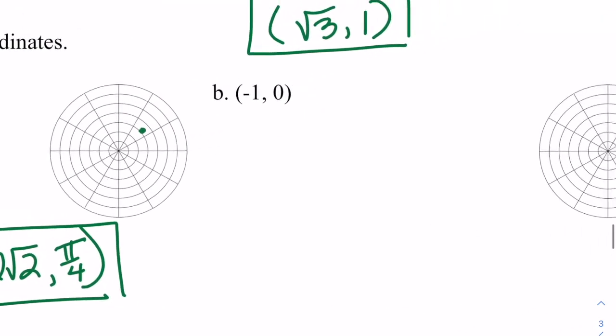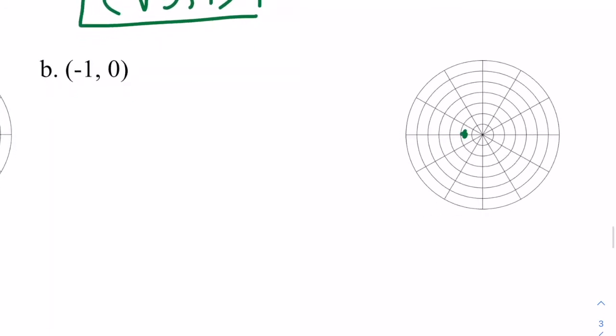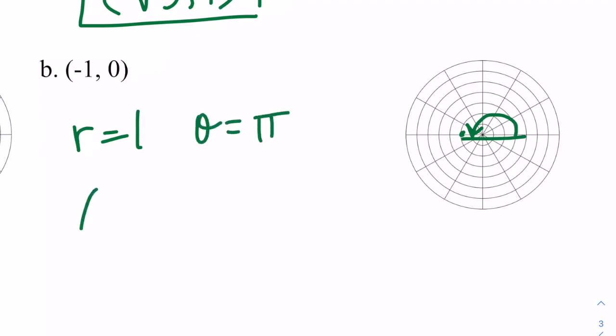Now let's look at the next one. (-1, 0), which would be right here on the negative x-axis. So we can easily see the radius is 1, and that rotation would just be pi. So the polar coordinate would be (1, pi).